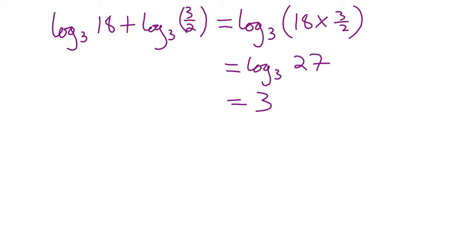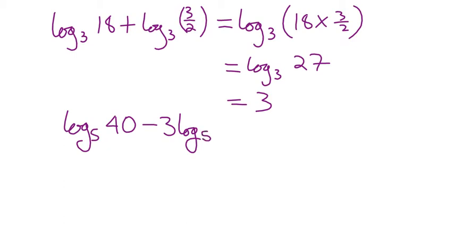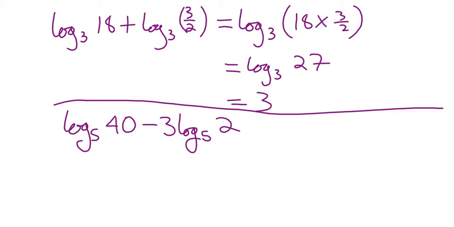Log base 2 of 16 is 4. Log base 3 of 27 is 3. Right? I mean, just practicing is going to help you. Log base 5, oh, here's one. Log base 5 of 40 minus 3 times log base 5 of 2. Let's just separate that out. So what do we do? What do the laws say when I'm subtracting?